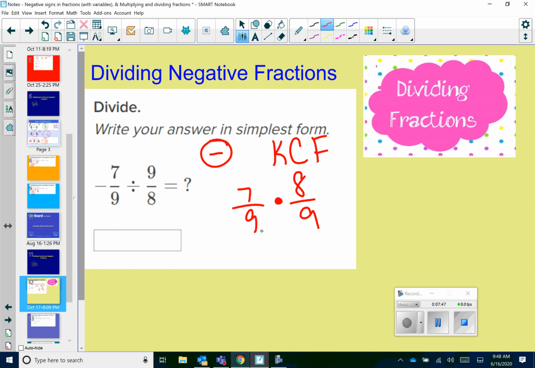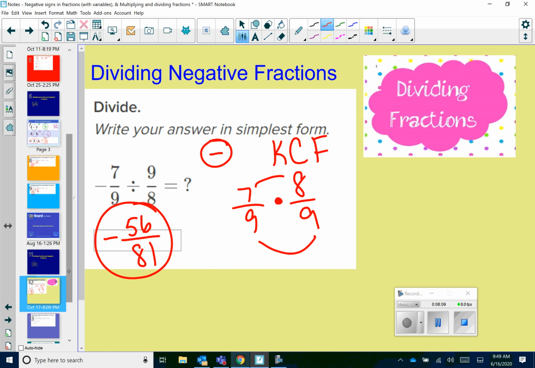Now I'm going to check my diagonals to see if I can cross simplify, and I can see that I can't. They share no common factors. So we're just going to multiply our numerators and our denominators. My answer is a negative. 7 times 8 is 56. And 9 times 9 is 81. So your final answer would be negative 56 over 81.